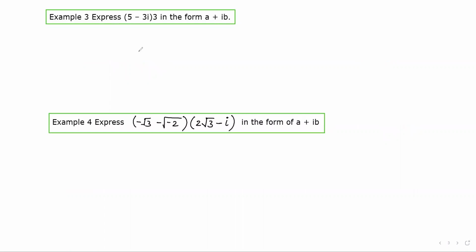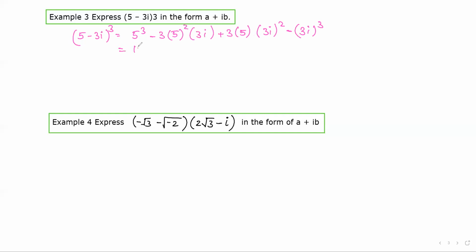Express 5 minus 3i whole cube in the form of a plus ib. This is whole cube, so let's solve this. 5 minus 3i whole cube. a minus b whole cube is equal to a cube minus 3a square into b plus 3ab square minus b cube.